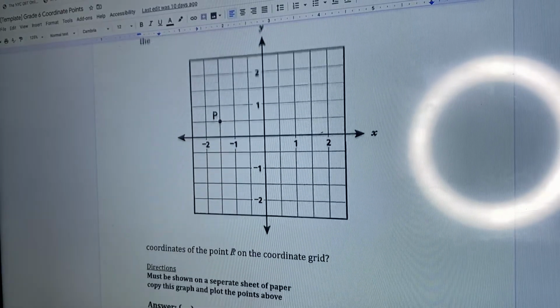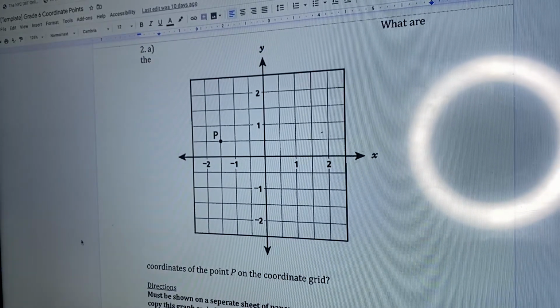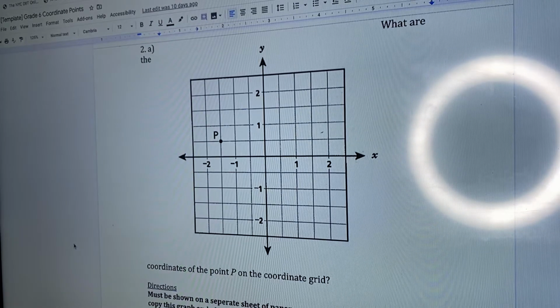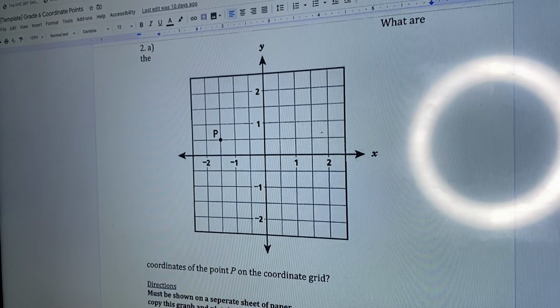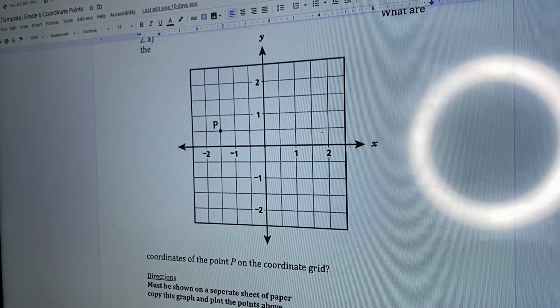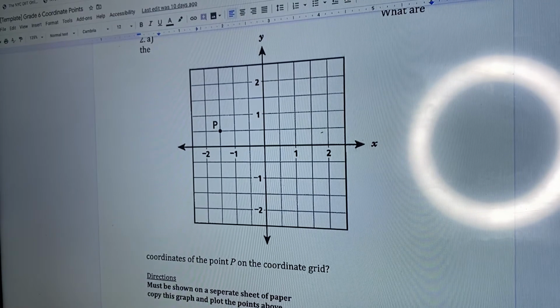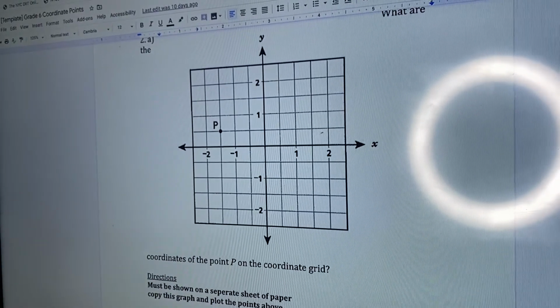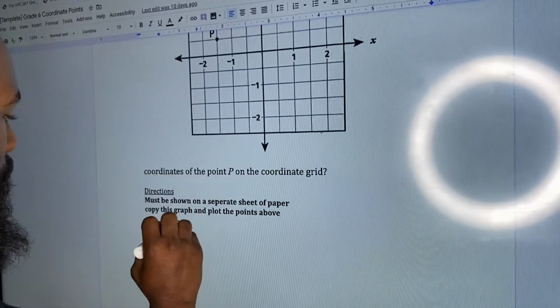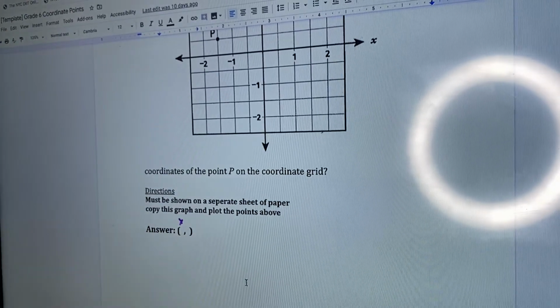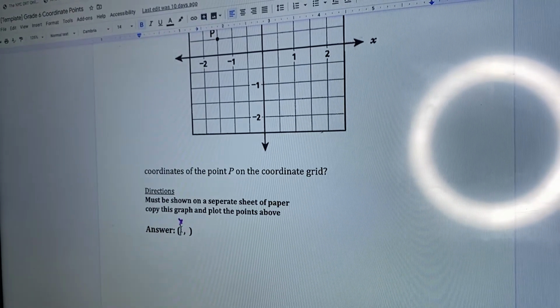Same here. It says find the coordinates of the point P on the coordinate grid above. So they want you to find out the coordinate of this graph. So here you're gonna put your X-axis. If you guys can see it, I'll bring it down. Right here, right? Here will be where your X-axis is. You're gonna put that number there, right? You just type this. You put that number, whatever that is. And then you're gonna put your Y-axis here.